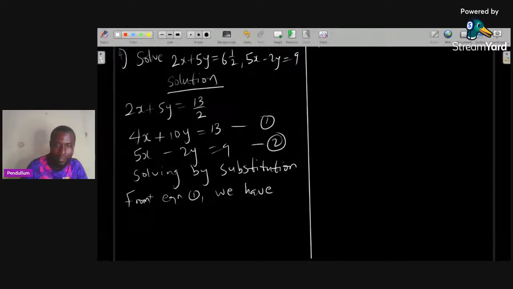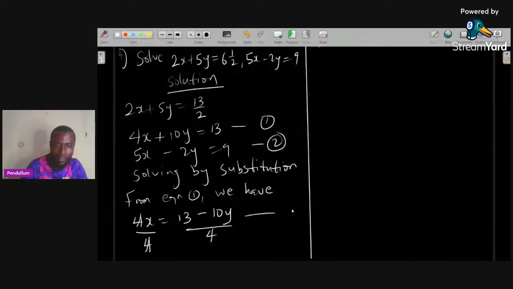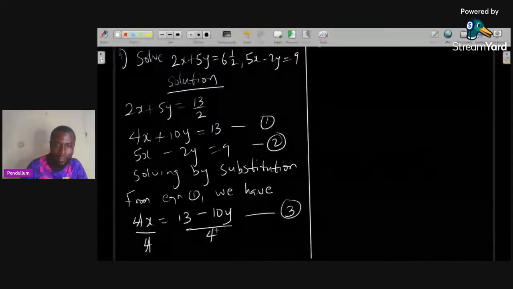if we want to make x the subject here, we'll take this plus 10y to the other side. So 4x is equal to 13. Remember it's plus, so if it crosses, it has to become minus 10y. And then we are looking for only x, so we have to divide here by 4, so that 4 will cancel 4, and divide here also by 4. So we have that x is equal to 13 minus 10y over 4. I can call this equation 3. So we've made x the subject of formula.